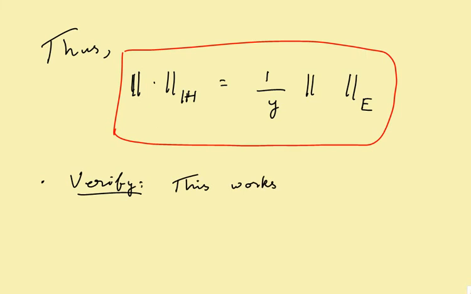Okay, and what should we verify? For z goes to 1 over z as well, minus 1 over z as well. So this is the exercise to end this little screencast.